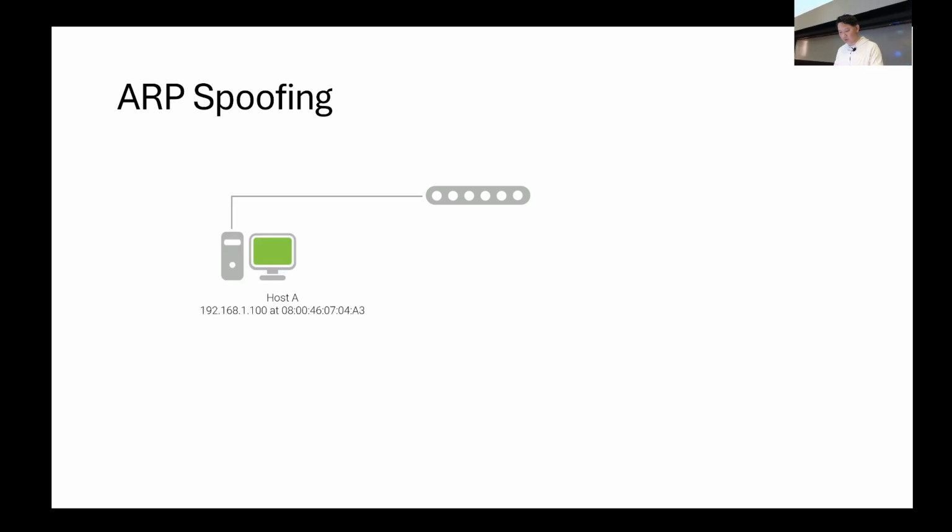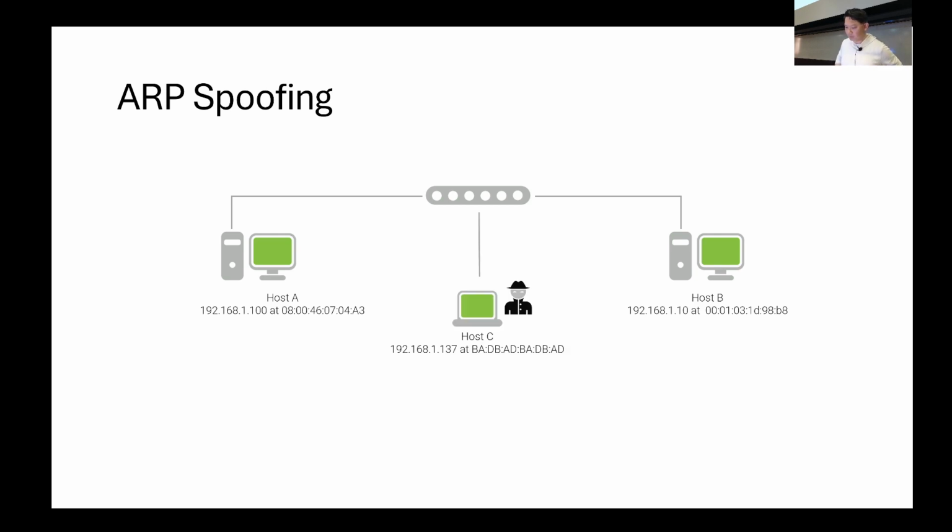So I'm going to show the ARP spoofing demo here. Again, there is host A with this IP address, 183, and host B, which it has a relationship to communicate with, with IP 10 and MAC B8. Then Charlie, who is host C, has IP 138, 137, and MAC AD.